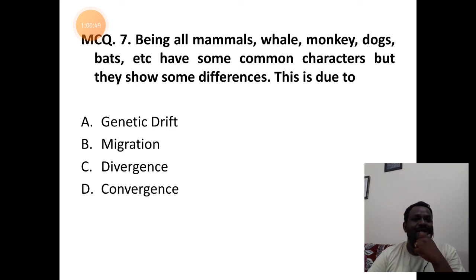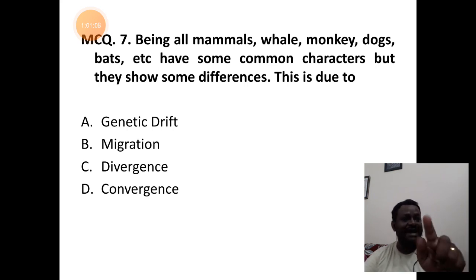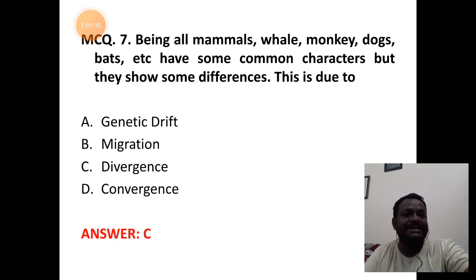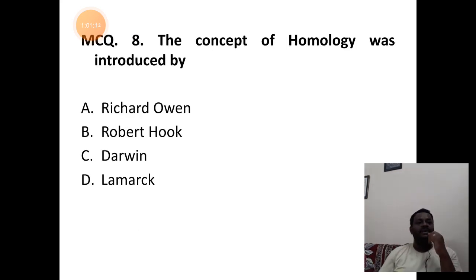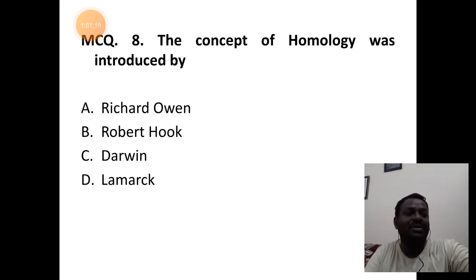Question 7. Being all mammals, whales, monkeys, dogs, bats, etc. have some common characters, but they show some differences in their functions. This is due to divergence. Answer is C. Eighth question. The concept of homology was introduced by which scientist? Richard Owen. Answer is A.